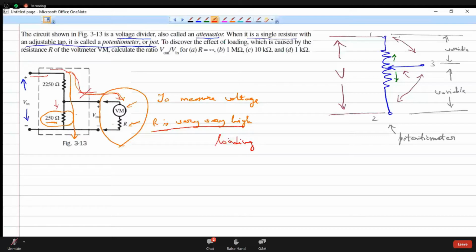Now what happens to this voltage? This voltage will now get disturbed. It will become lower. It will decrease. That effect is called loading effect. Understood? So that is the relevance of this circuit. So it comes in the case of measurements.